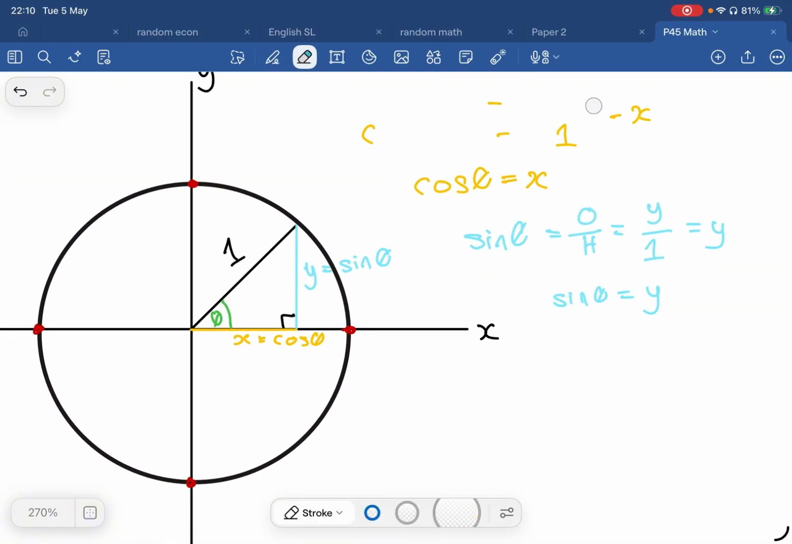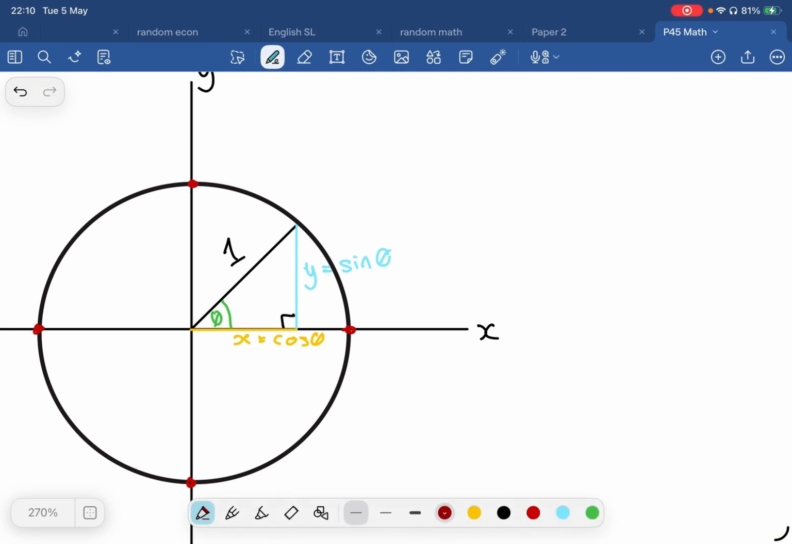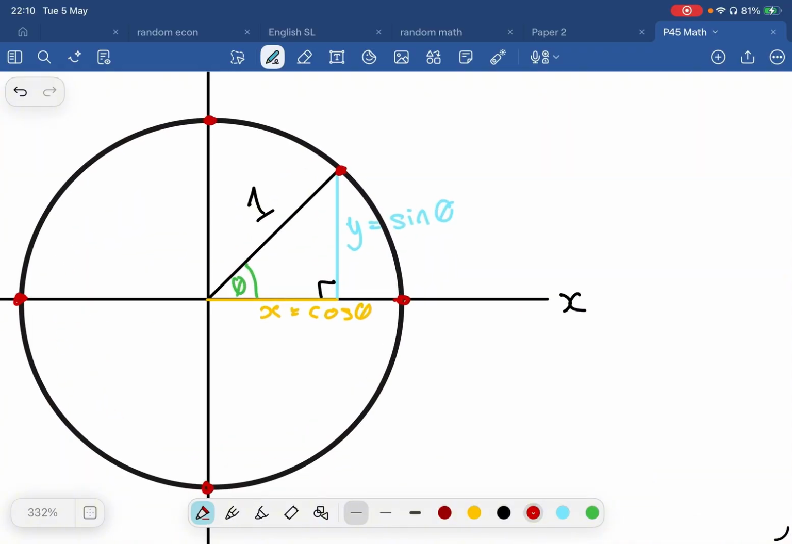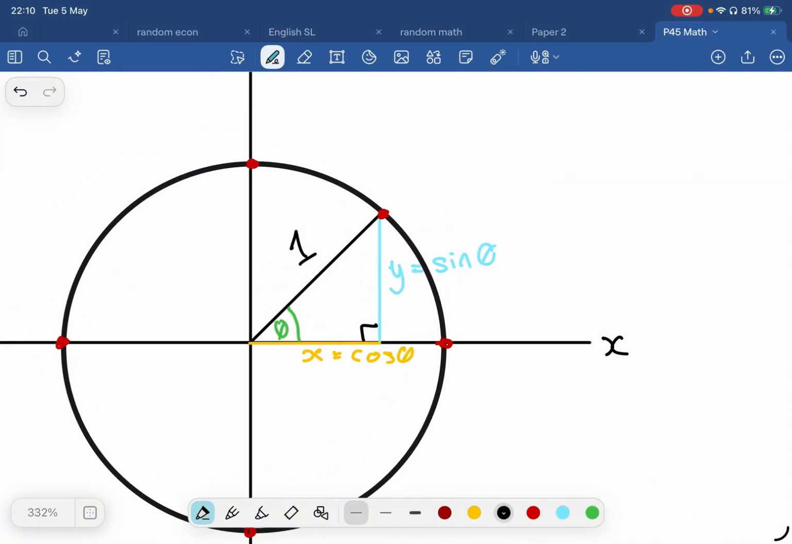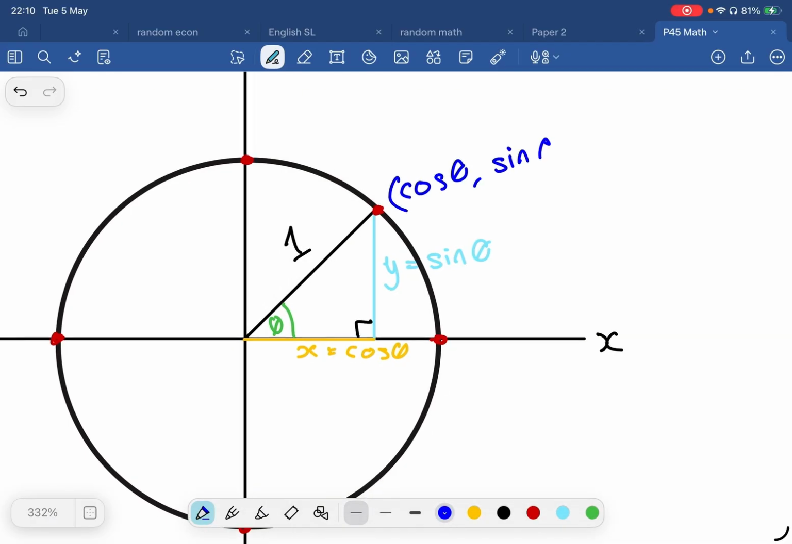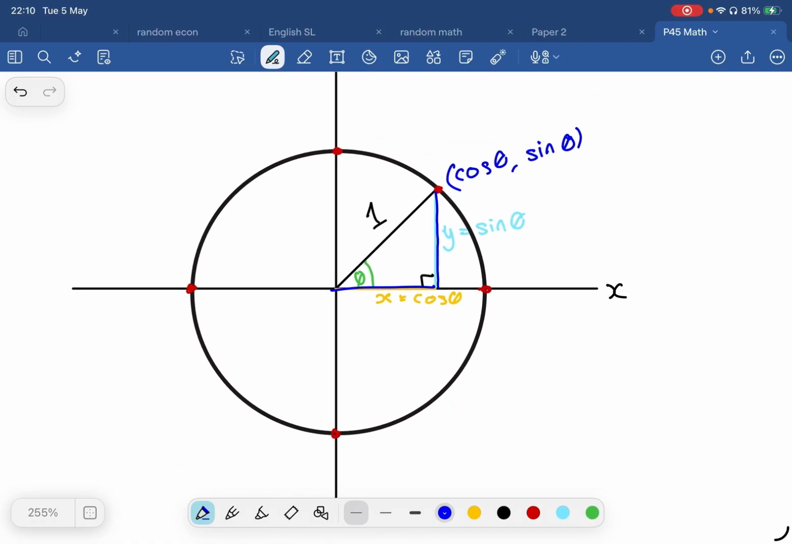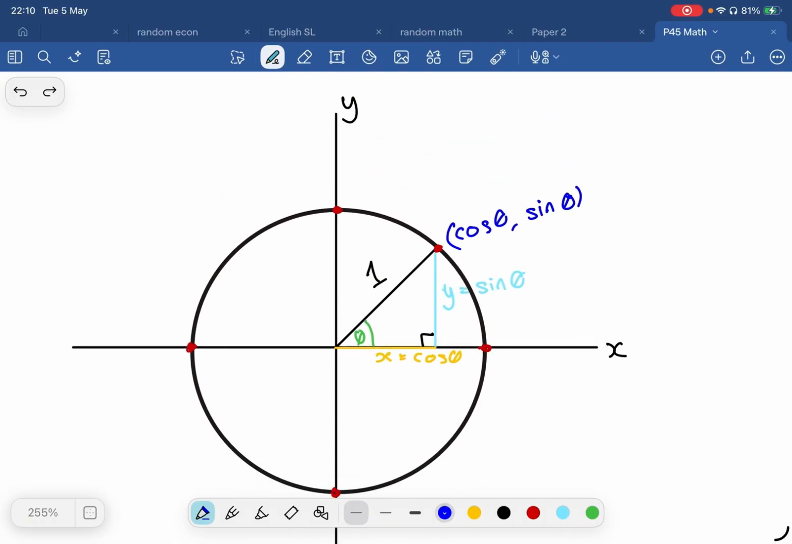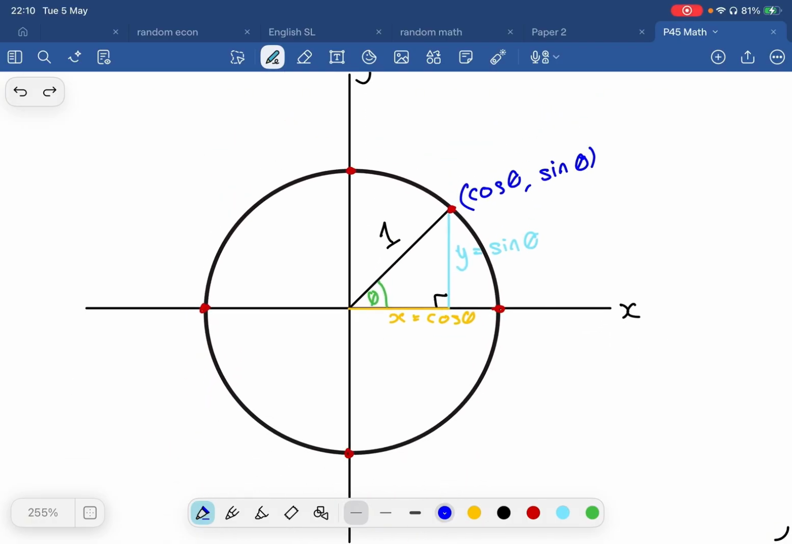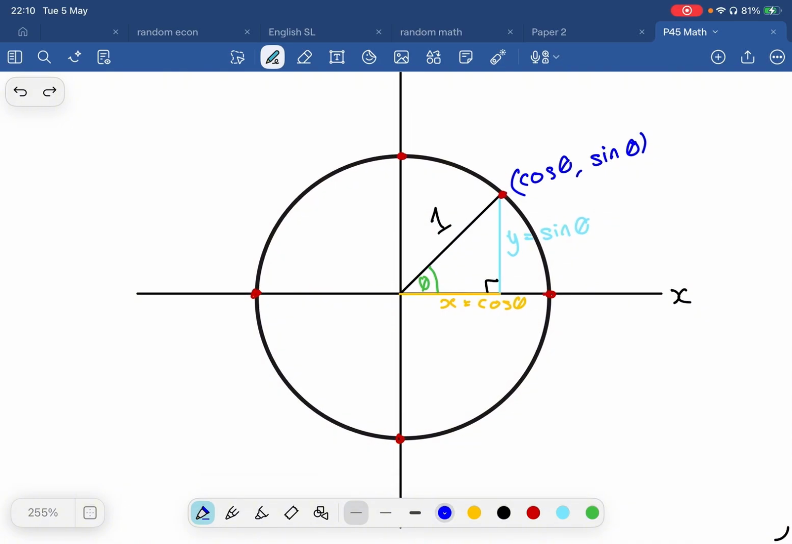What can we do with that? Well, we can find this point here. Hopefully you can understand that that point will be (cos theta, sine theta). And the reason for that is, remember, this is the x value and this is the y value. Don't forget that this is all a graph. This is the x-axis and this is the y-axis. So this point here would be (cos theta, sine theta). Okay, so that's pretty simple.